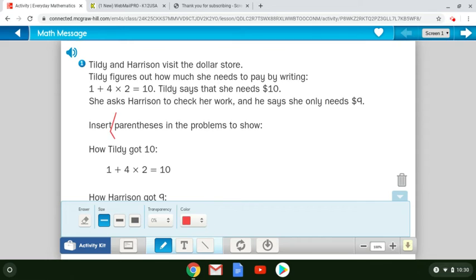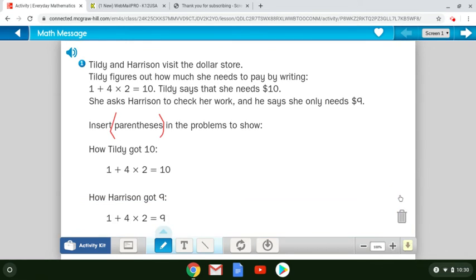So I'm just going to put parentheses around here so you remember what they are. So you're going to go ahead and solve your math message. Remember, you can pause the screen at any time to work the problem out. You can do this in your notebook, or you can work right on the computer screen if you are on the computer.